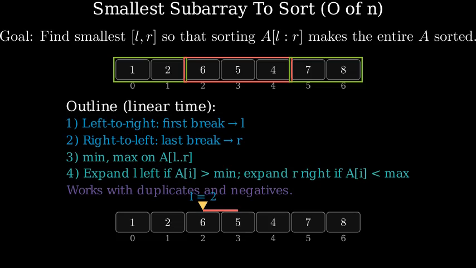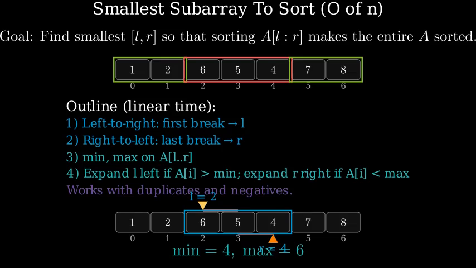Now from right to left, 8 is greater or equal than 7. Good. 7 is greater or equal than 4. Good. 4 is less than 5. Break at index 4. On this right scan, we record the index 4 as r. Now compute the minimum and maximum on that window from 2 to 4. Values are 6, 5, 4. Min equals 4, max equals 6.